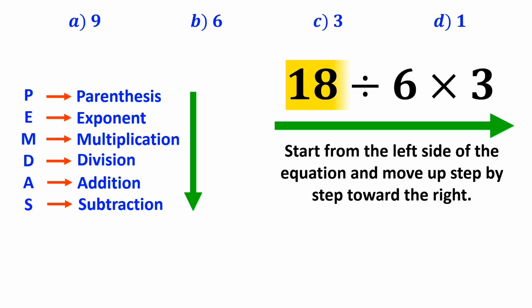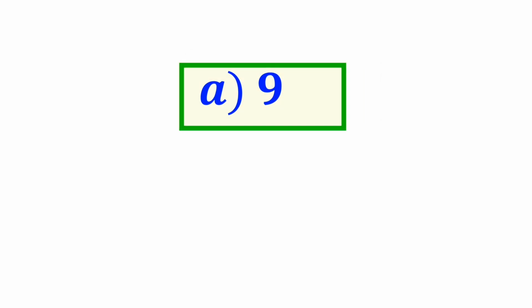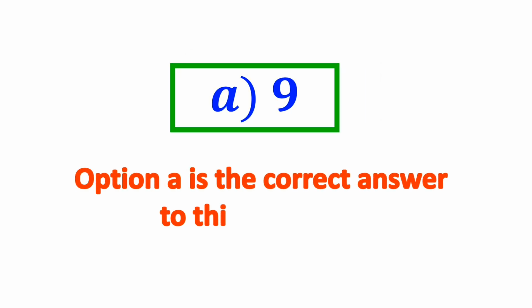So, we first divide 18 by 6, which gives us 3 times 3. And finally, it equals 9. Therefore, option A is the correct answer to this question.